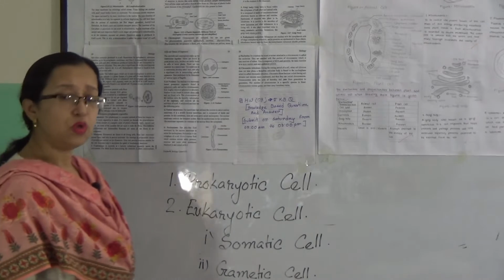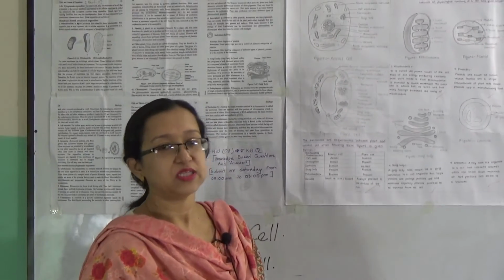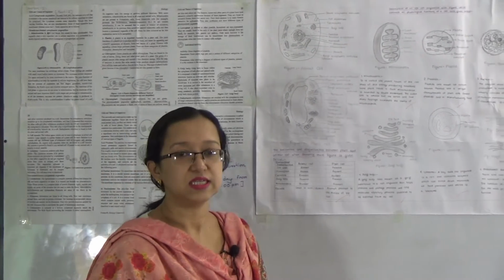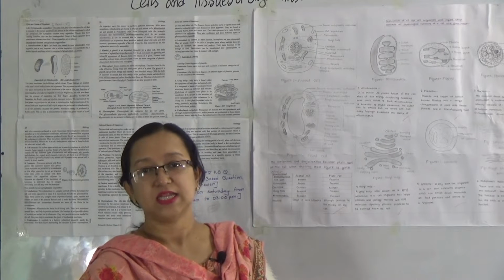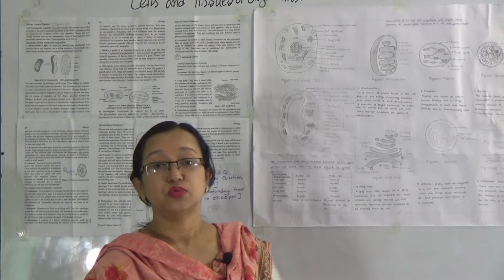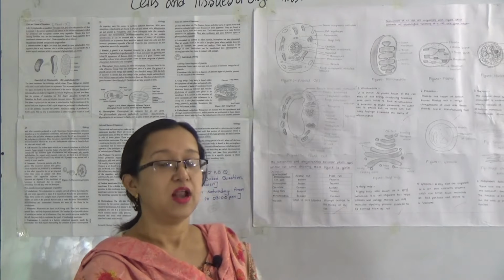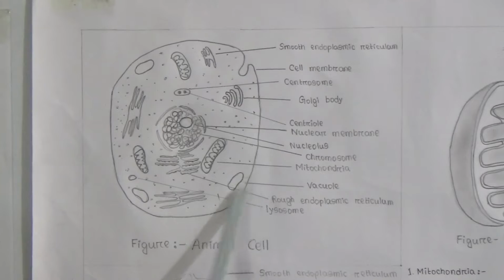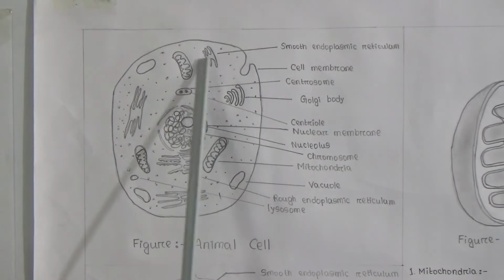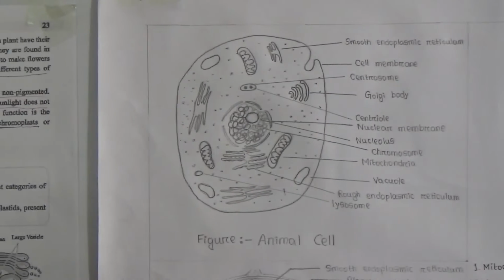Now we will discuss the plant cell and animal cell. In your previous classes, when you read in class 6 and 7, you also read about different types of plant cells and animal cells and their organelles. Now again we repeat these things. Here is the picture of an animal cell, and inside the animal cell there are the cell organelles. We read the cell organelles.